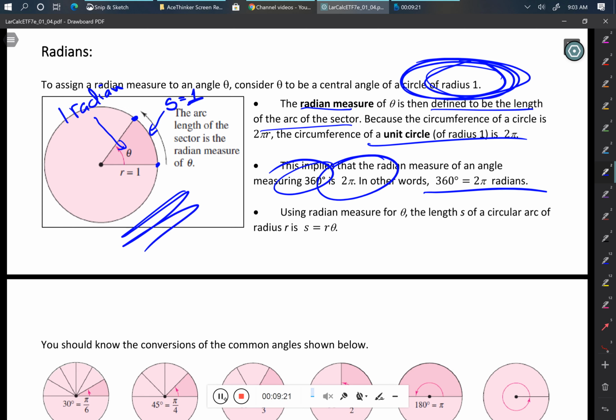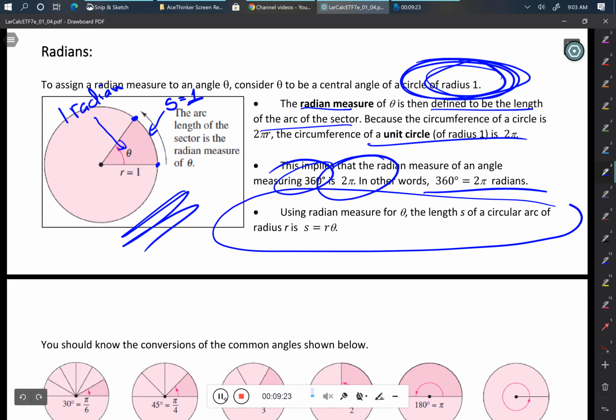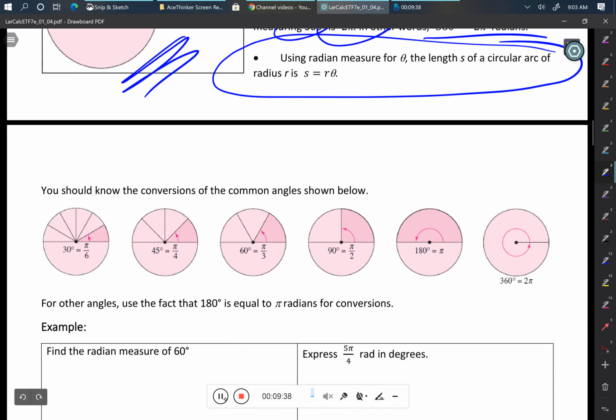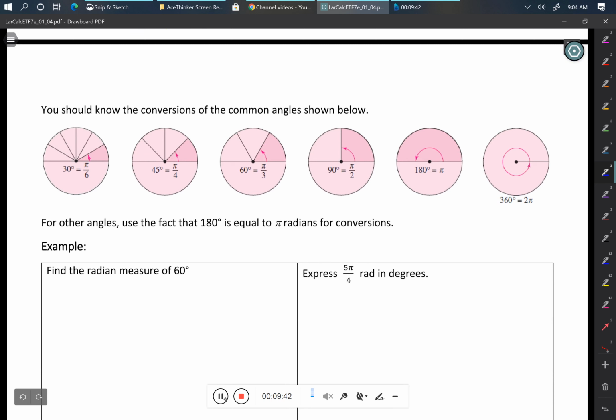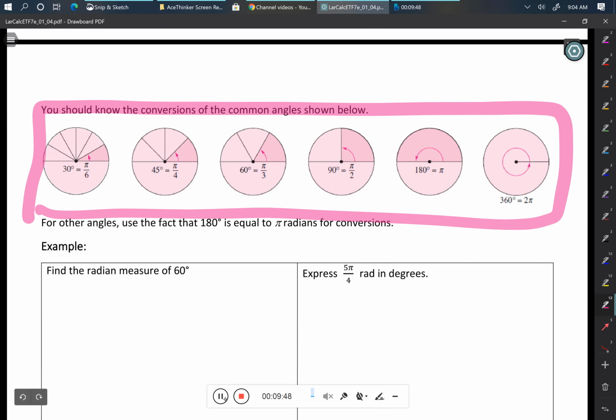Okay? There is also a nice consequence, though, that the arc length of any circle is just the radius times the size of the angle that subtends that arc. How'd you like that for a fancy word? Right? Only works, though, when it's measured in radians. There are some that you just should know. If it's on this page, you shouldn't have to think about it to know it. Okay?